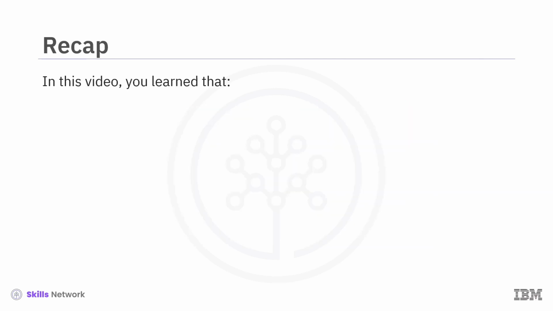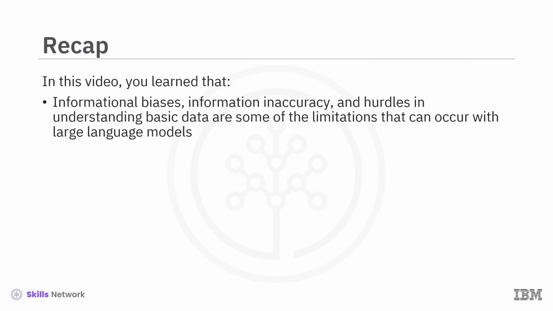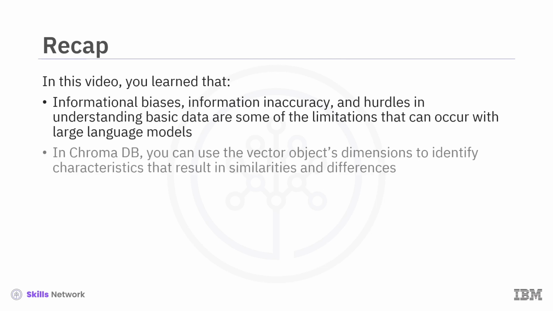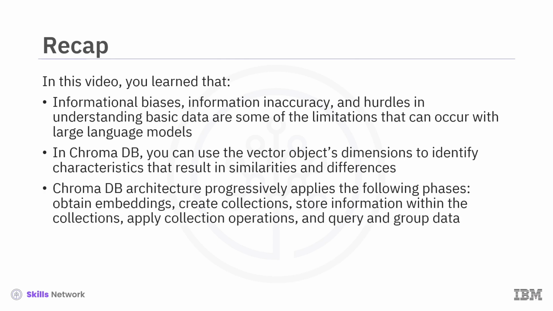In this video, you'll learn that informational biases, information inaccuracy, and hurdles in understanding basic data are limitations that can occur with large language models. In Chroma DB, you can use the vector object's dimensions to identify characteristics that result in similarities and differences. Chroma DB architecture progressively applies the following phases: obtain embeddings, create collections, store information within the collections, apply collection operations, and query and group data.